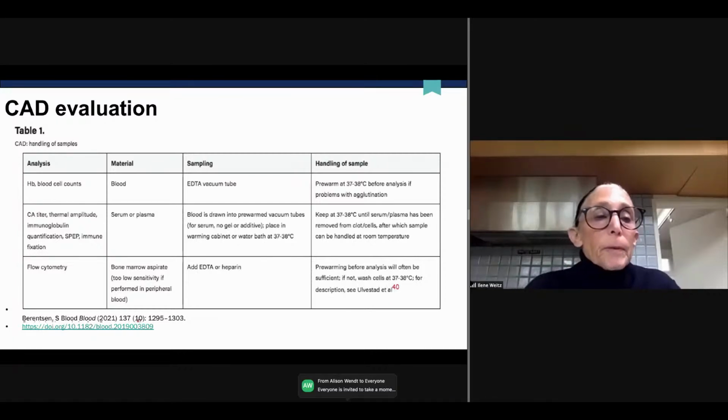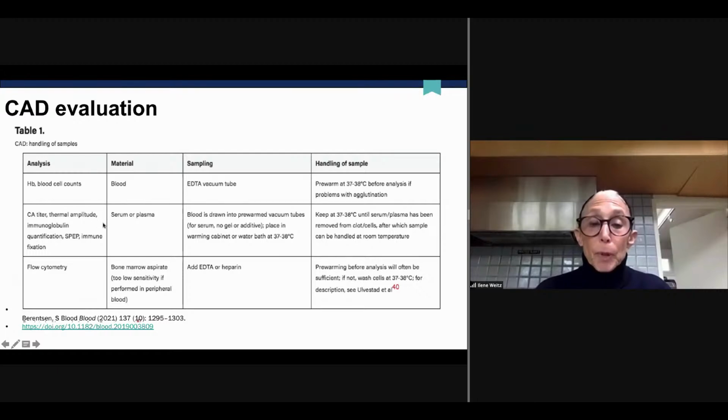So how do we evaluate these patients? Again, you want to look at pre-warmed blood. You don't want the blood to get cold. And you want to check the hemoglobin, and you want to check the cold agglutinin titer, the thermal amplitude, the presence of immunoglobulin, the SPEP, and immunofixation, and then ultimately flow cytometry on the bone marrow to see whether or not there's low-level lymphoproliferation versus aggressive lymphoma. And again, you want to do these in warmed samples, otherwise it's going to get all messed up.